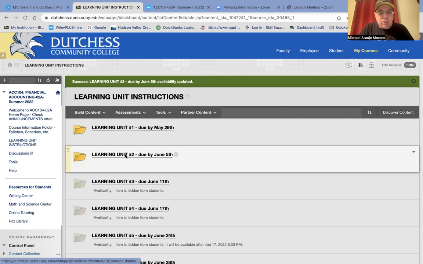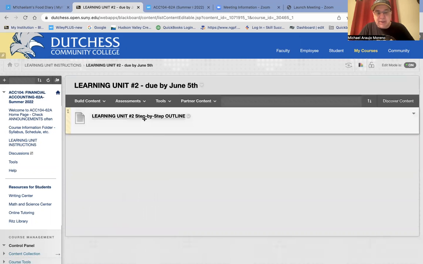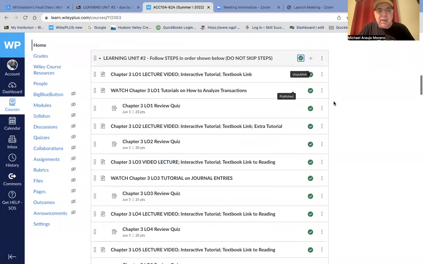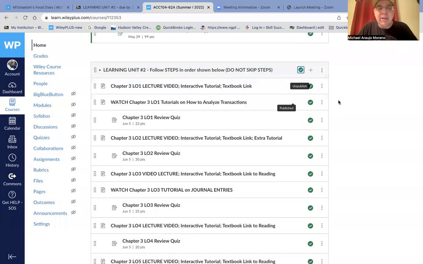You'll see the Learning Unit 2 list is provided for you. Once you get on to Wiley, you will see Unit 2 pop up right underneath Unit 1.